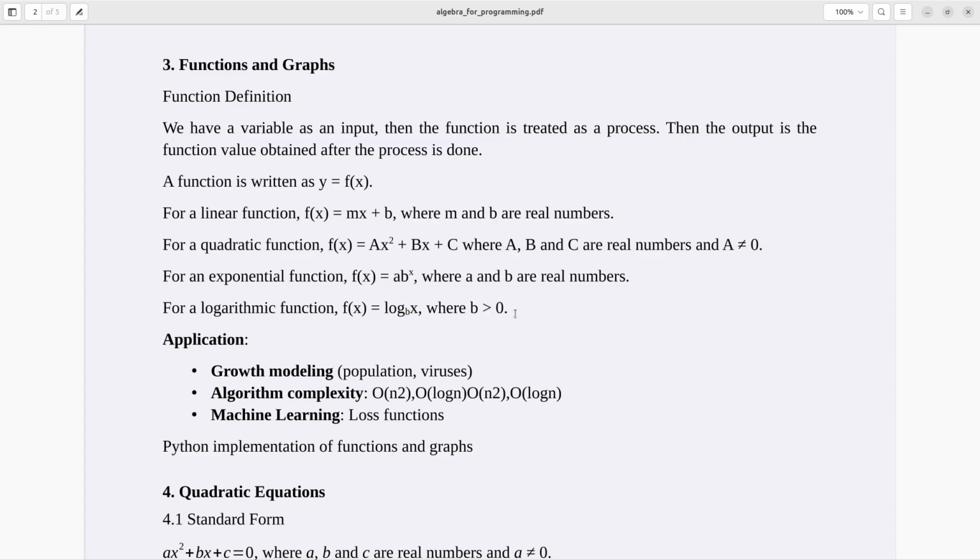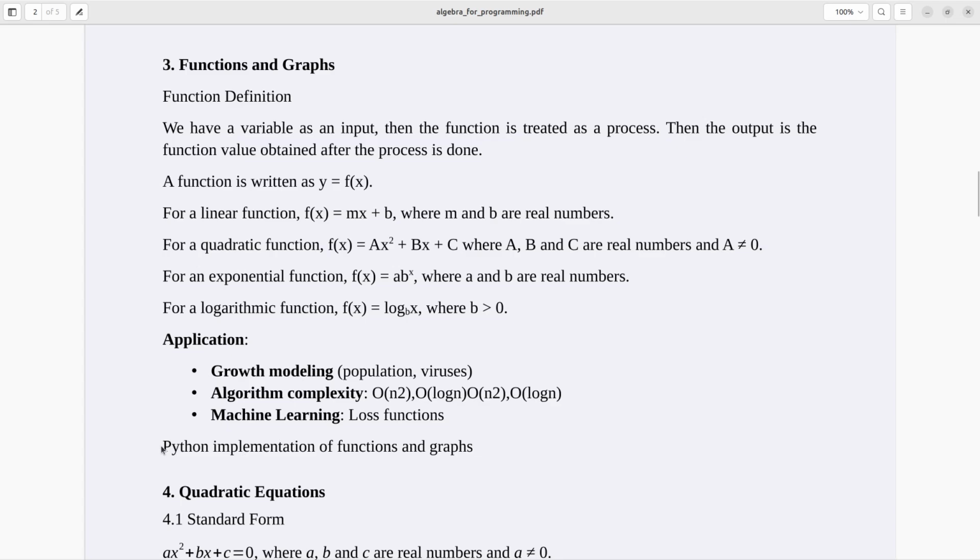So how about the application of functions and graphs? We can use them to model the growth of population and viruses. And we also use the logarithms or the powers to help us denote the algorithm complexity. And also we can use these functions in machine learning. For example, when we want to define the loss functions, we have to use virtually all these kinds of functions to help us write down the loss functions.